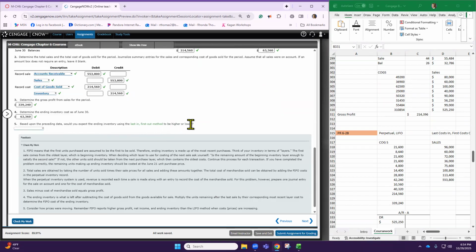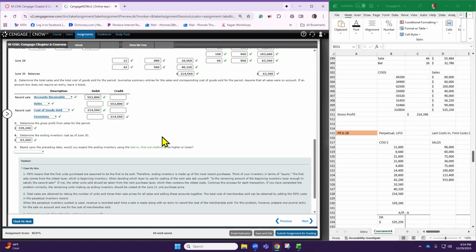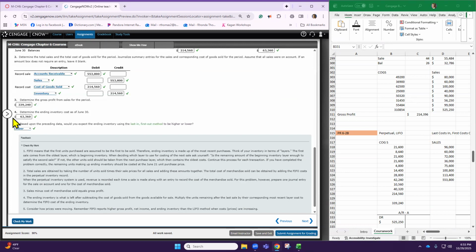So based on the preceding data, would you expect the ending inventory if you were using last in, first out to be higher or lower? So this is first in, first out. So the most costly items are still down here, right? Yep. So the ending inventory, if you use LIFO, would be lower, okay? Because it's got older costs sitting there.